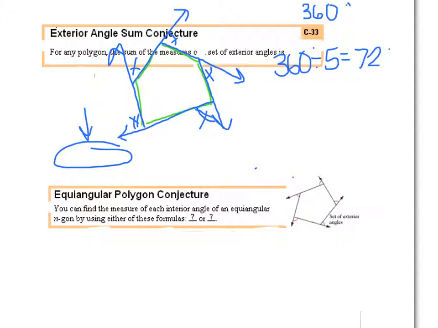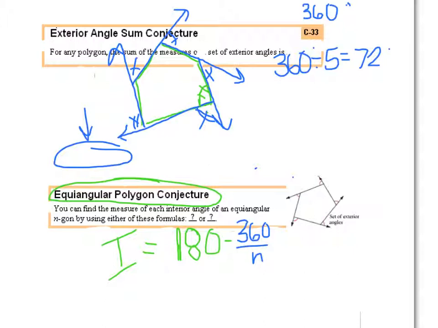If I know that the exterior is 360 divided by n, and I know that these interior angles are linear pairs with this exterior, if I take 180 degrees and subtract off that exterior angle, I will be left with one interior angle. That is what that equiangular polygon conjecture is stating. You can now use these two conjectures to solve the problems on the homework from Lesson 5.2.